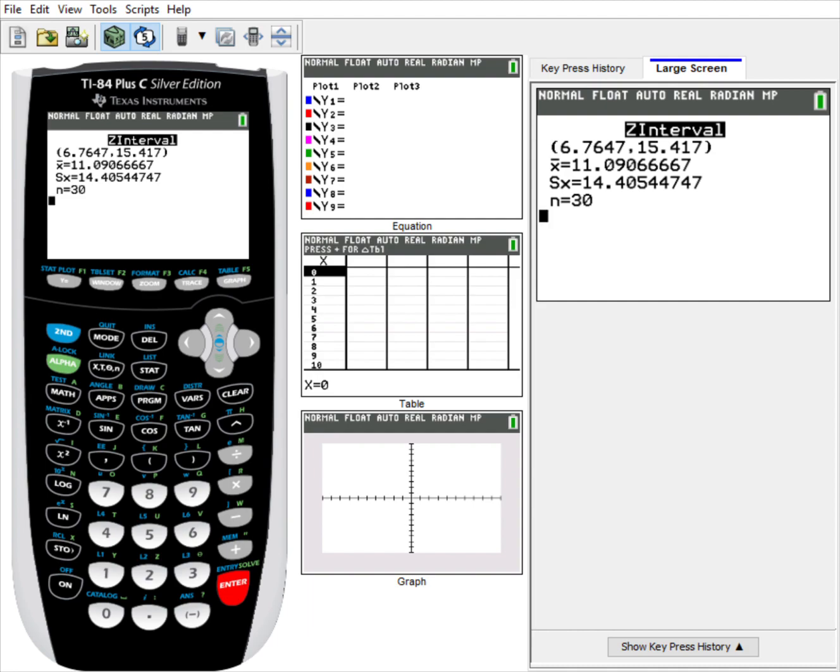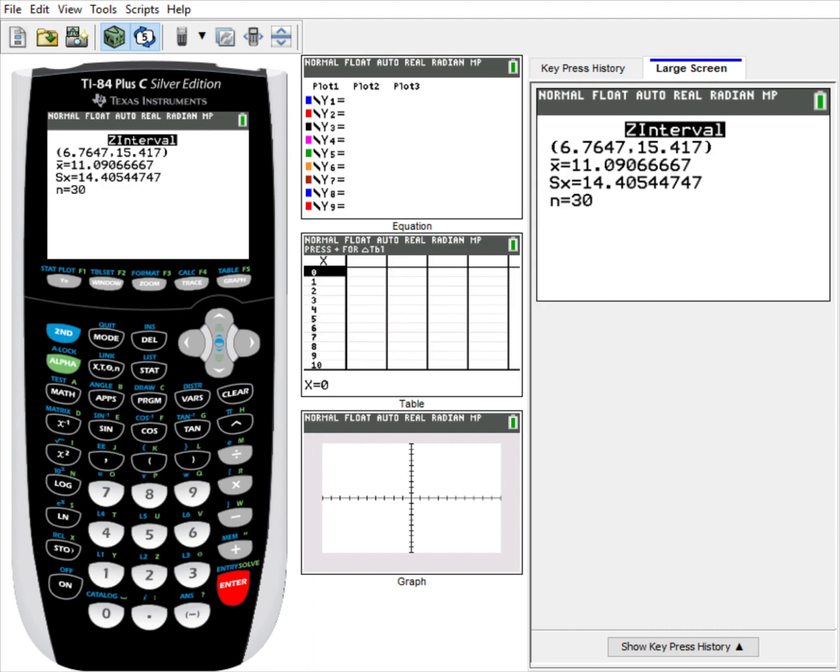Please note that at this point, the answers in the back of the book will be different in about the third and fourth significant digit. So be careful. What we're interested in is being able to write this interval down and the sentence that comes after it.